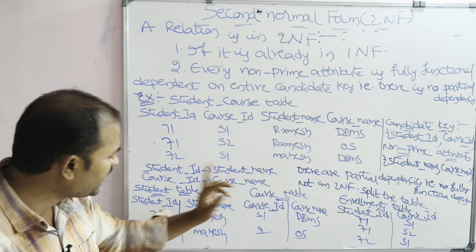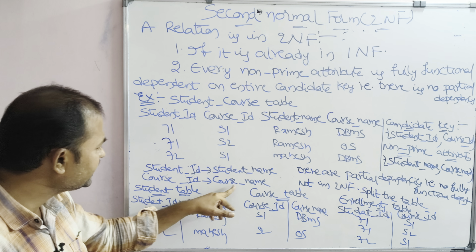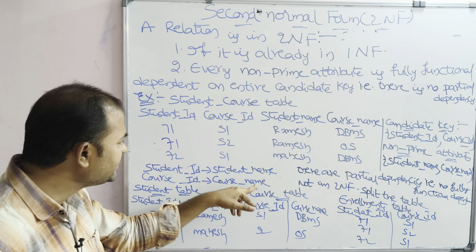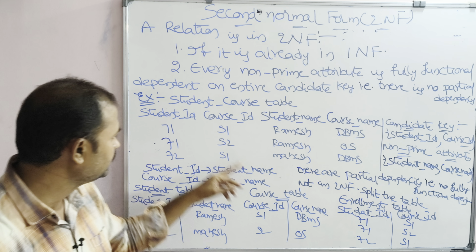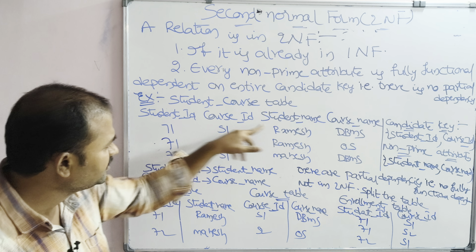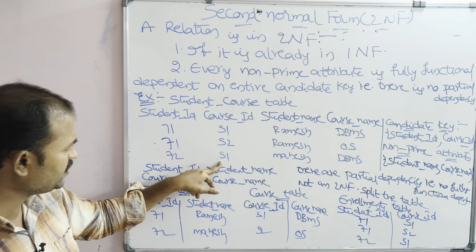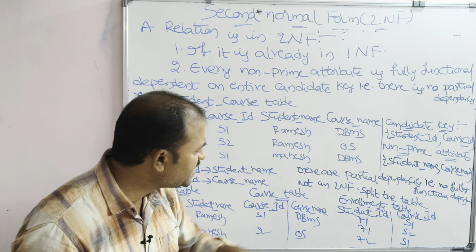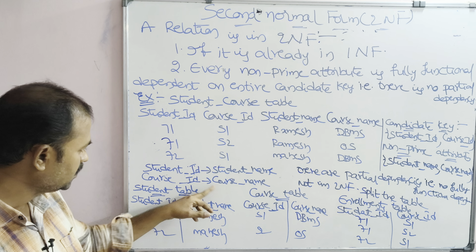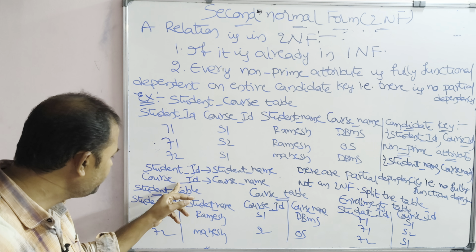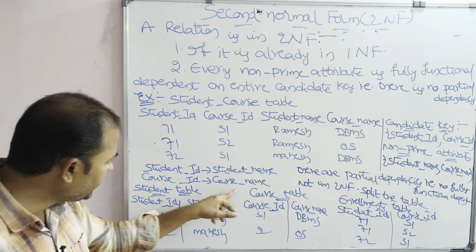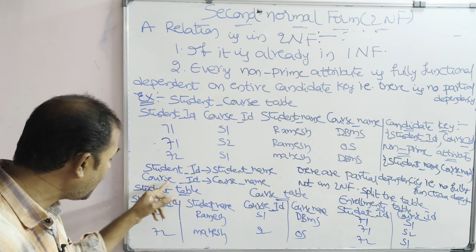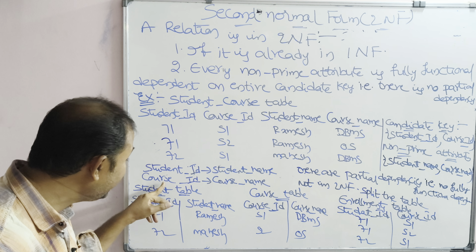Let's take one more functional dependency. Course ID determines course name. If we know the course ID, then easily we can determine the course name. If the course ID is S1, then the course name is DBMS. If the course ID is S2, then the course name is operating system. So course name is functionally dependent on course ID. Here also the non-prime attribute is functionally dependent on part of the candidate key.